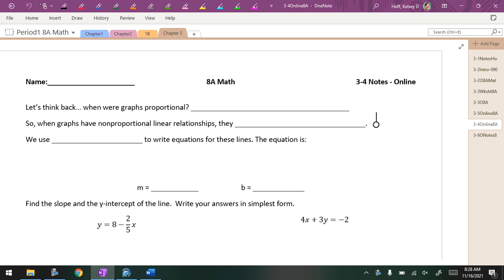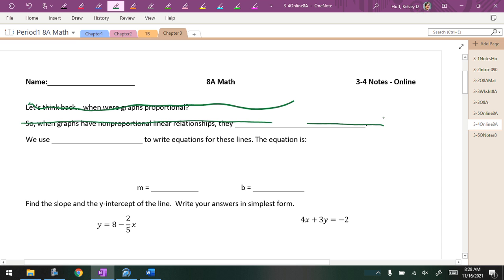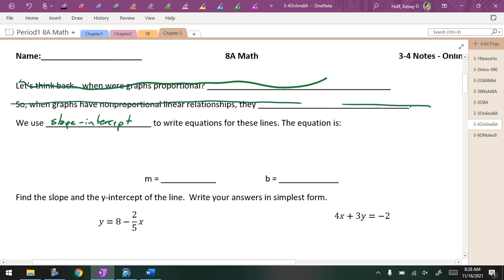Okay? Think back. When graphs were proportional, we're going to skip the first two. We can use slope and intercept to write equations for these lines. Slope, intercept. You guys remember slope? Feels like forever ago when we did slope.